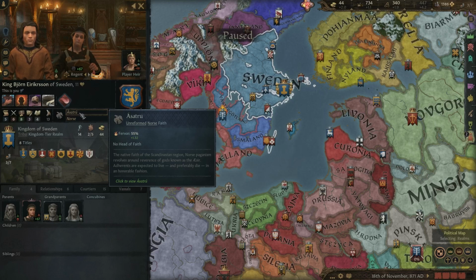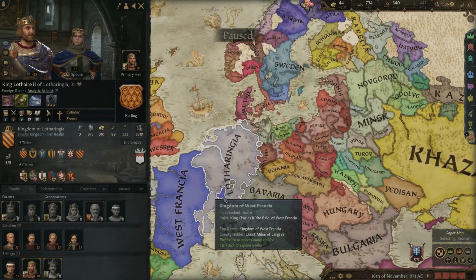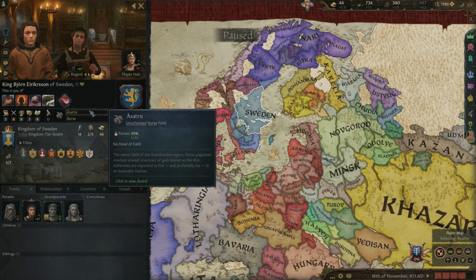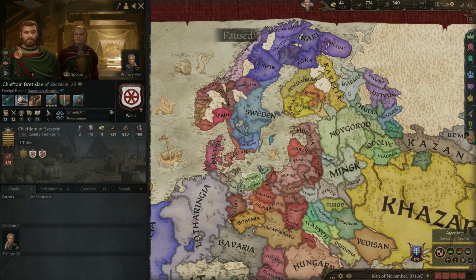Now there are two categories of religion within the game. There is unreformed and then there is organized. Now organized faiths are, for example, Christian or Islam, while the unreformed ones are tribal faiths. For example, paganism, we've got Norse paganism, we've got Slavic paganism, and they work very differently.